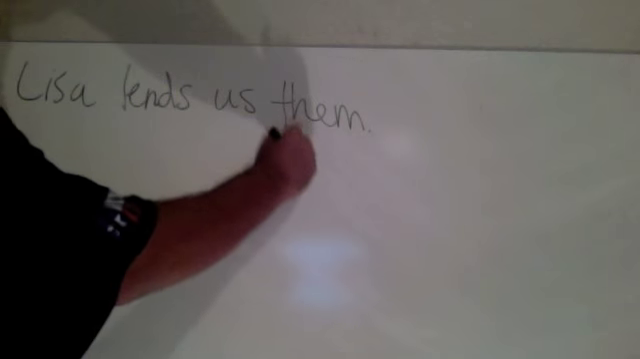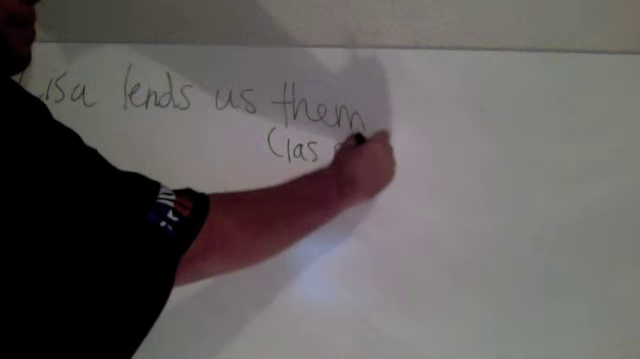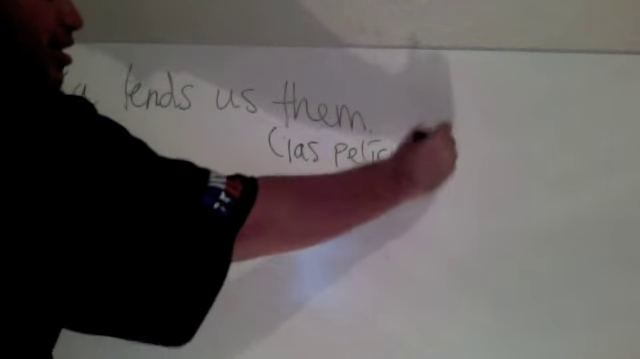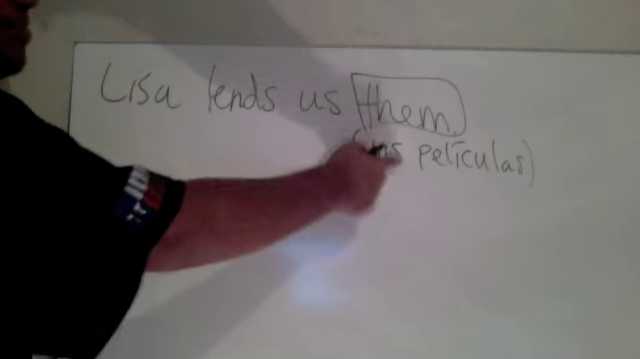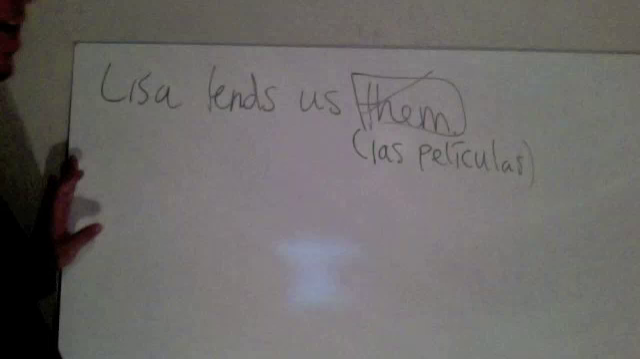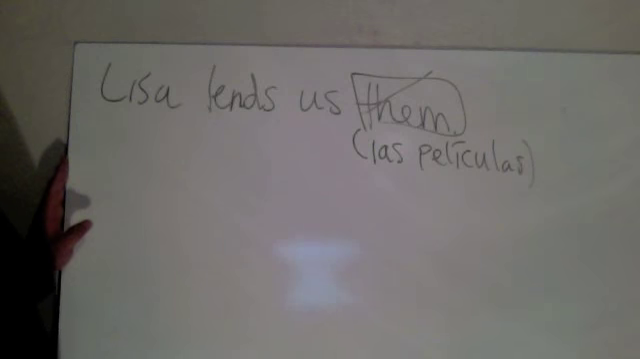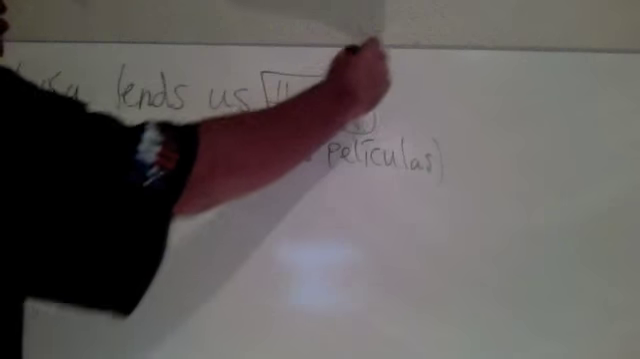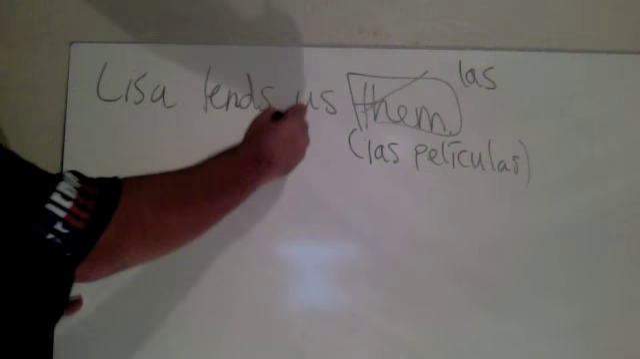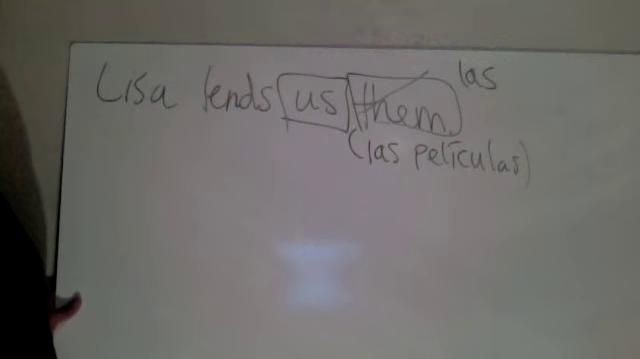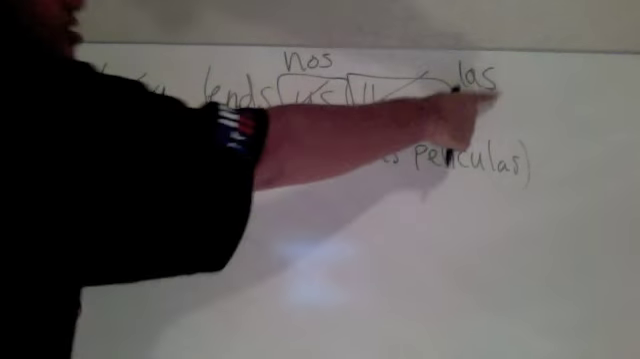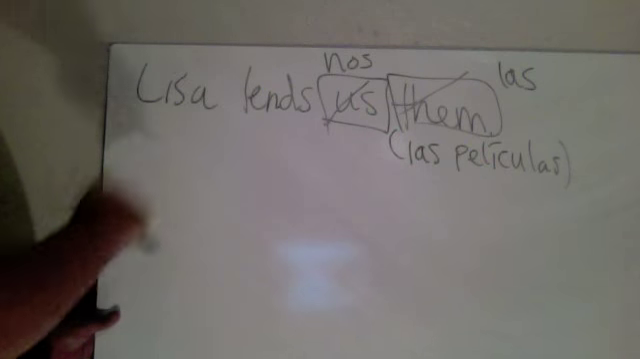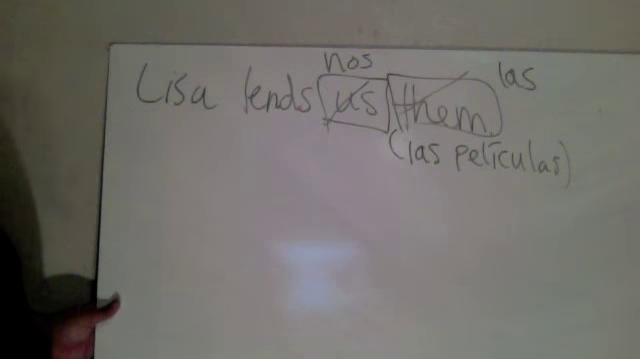Our next sentence: Lisa lends us them. The them in this sentence is going to be las películas, the movies. What is our direct object in this sentence? Them, because we're talking about las películas. What are we going to replace it with? Me, te, lo, la, nos, los, or las. Las. We're going to replace this with las. Here's your indirect object. What is to us? Nos. So we've established our indirect object, we've established our direct object.